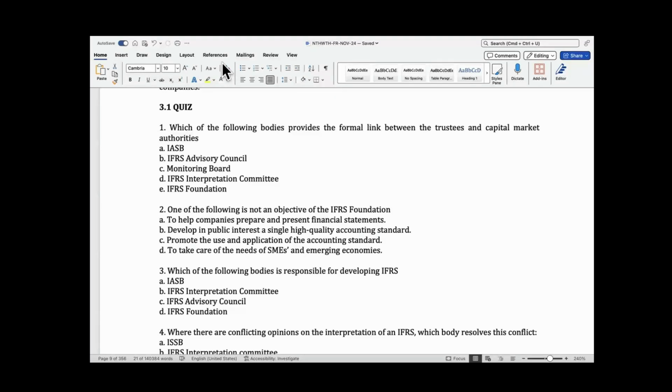Monitoring Board. Yeah, that's correct. Monitoring Board, yes. They are the ones that provide the link between the capital market and this structure.